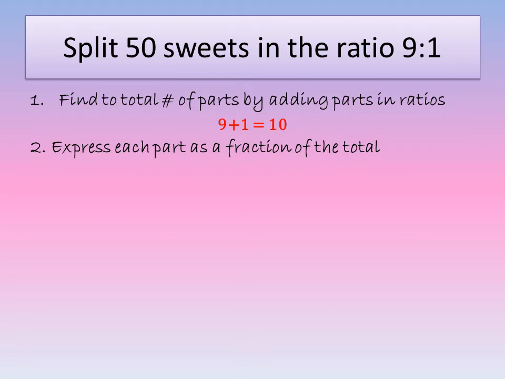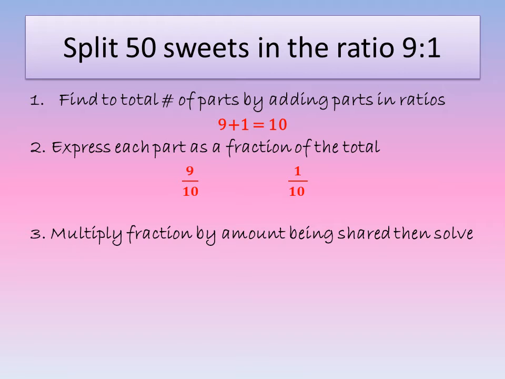The second step, express each part as a fraction of the total. So we're going to express it as a fraction. The first part, we're going to write 9 over 10, right? So it's 9 parts out of the total 10 parts for the first number in the ratio. And the second number in the ratio will be 1 part out of the total 10 parts. Very good.